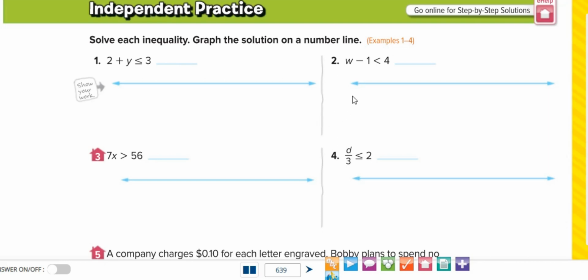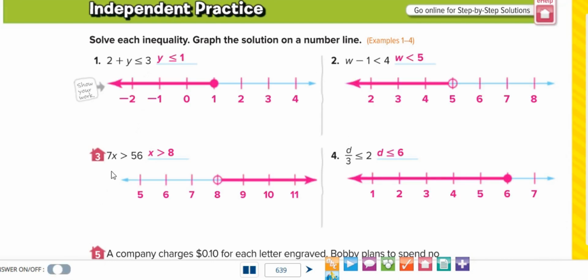Now let's begin with the first question. We have here: solve each inequality, graph the solution on the number line. 2 plus y smaller than or equal to 3. You know that this is an addition inequality, so you will subtract 2 from both sides, and the solution will be y smaller than or equal to 1.